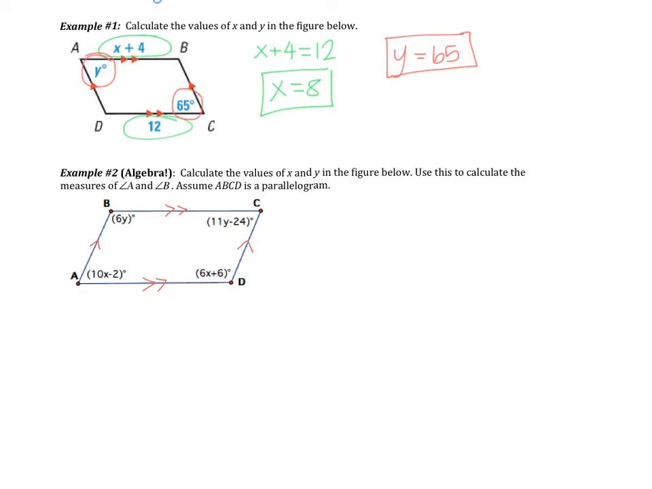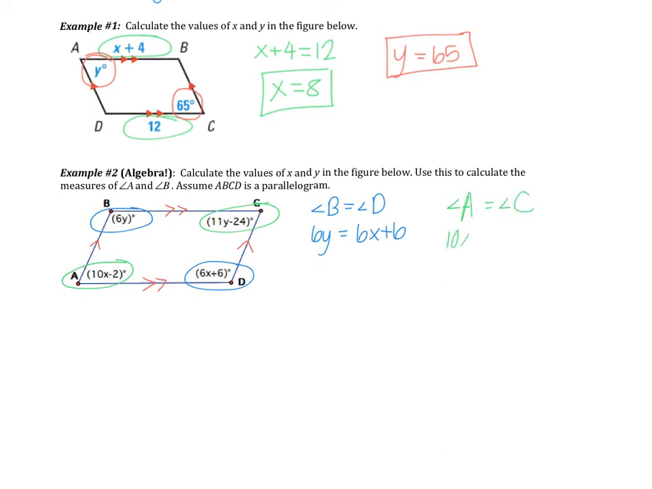So first equation I can write is that angle B equals angle D, which means 6y equals 6x plus 6. I also know that these are opposite angles and they're congruent. So angle A would equal angle C, which means 10x minus 2 would equal 11y minus 24. Now, to solve this, notice there are two variables and two equations. So as you can guess, we are going to use systems of equations, either elimination or substitution.